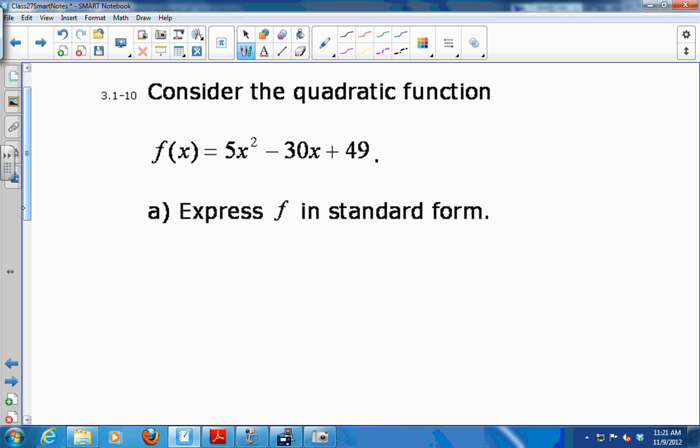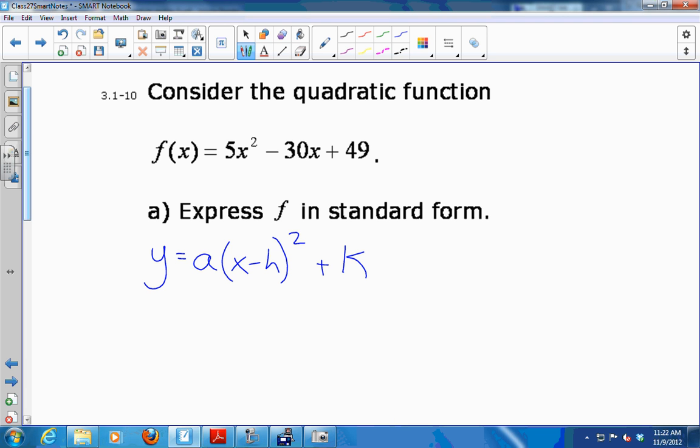Okay, so now we have one given in the general form, the form that we're used to, ax squared plus bx plus c, and we're supposed to change it to standard form. So maybe it would help if I just write down standard form, so that way I'll know exactly what I need to figure out. So here's my standard form. I need to know a, h, and k.